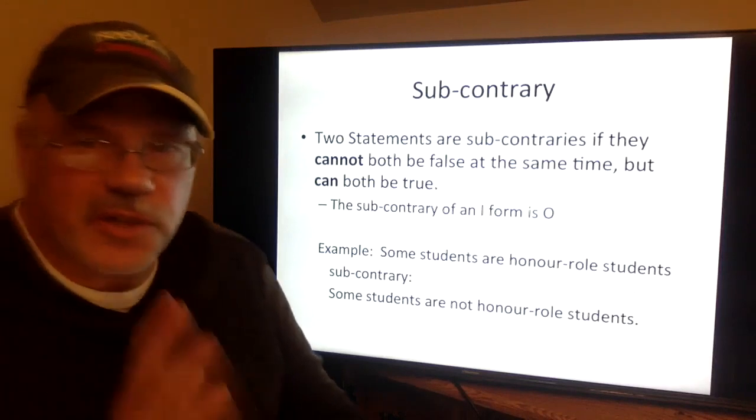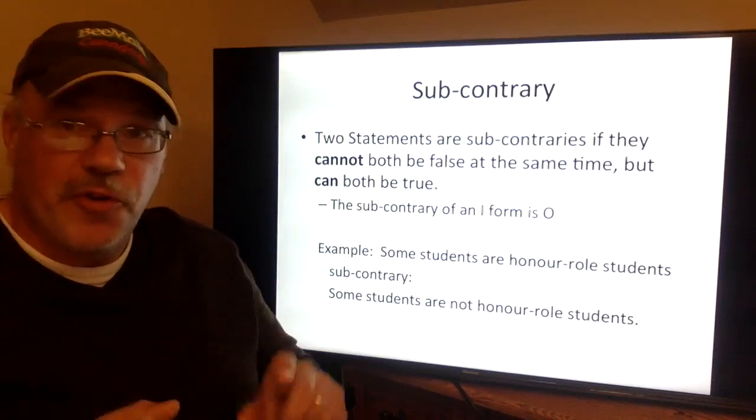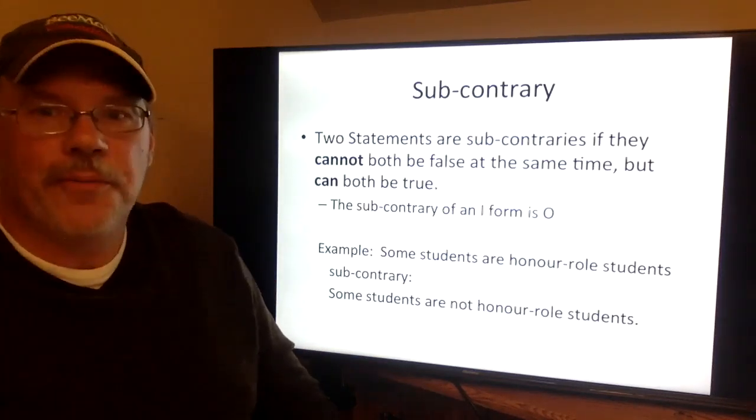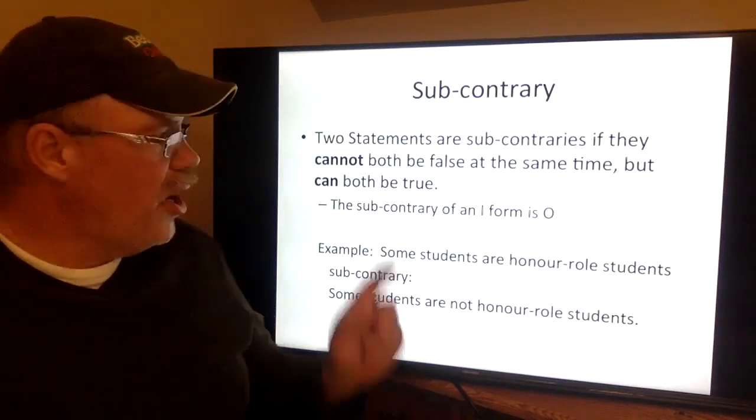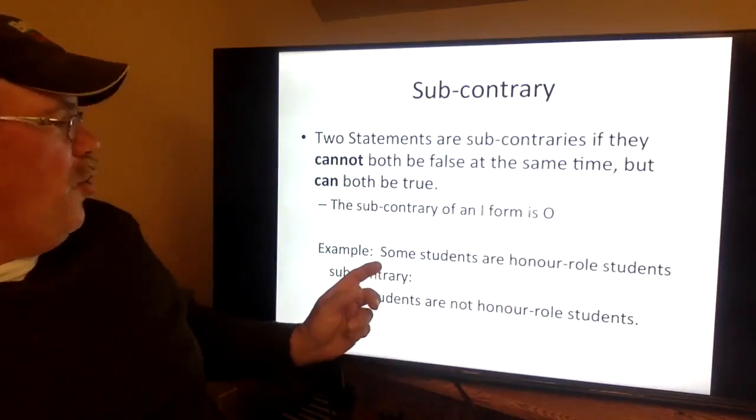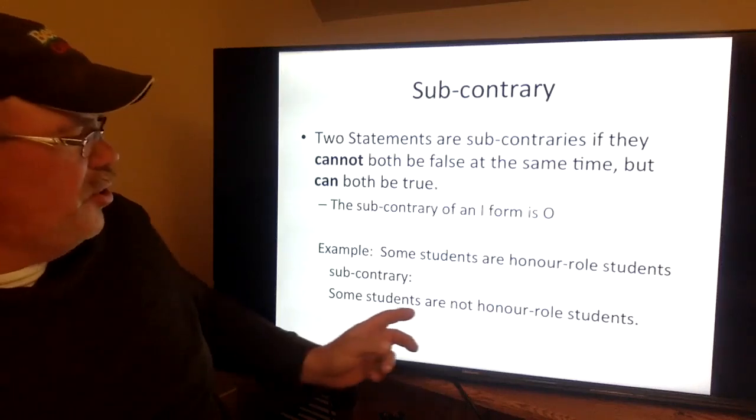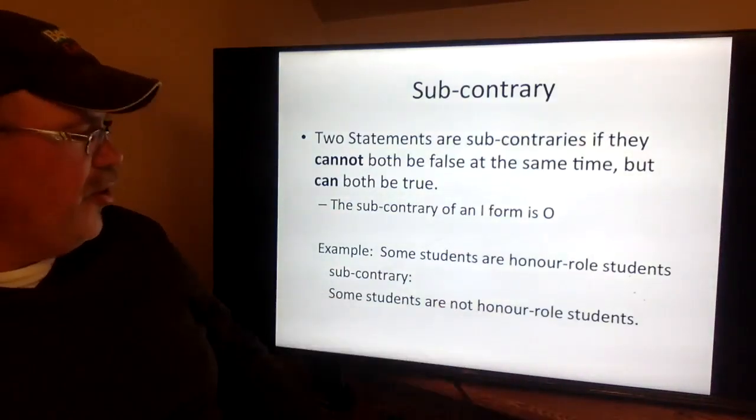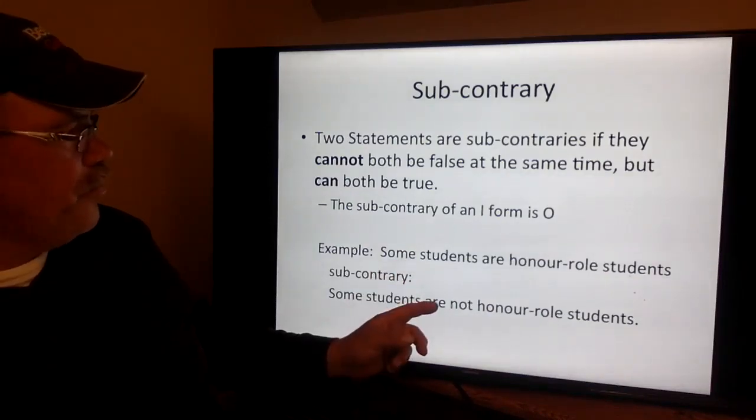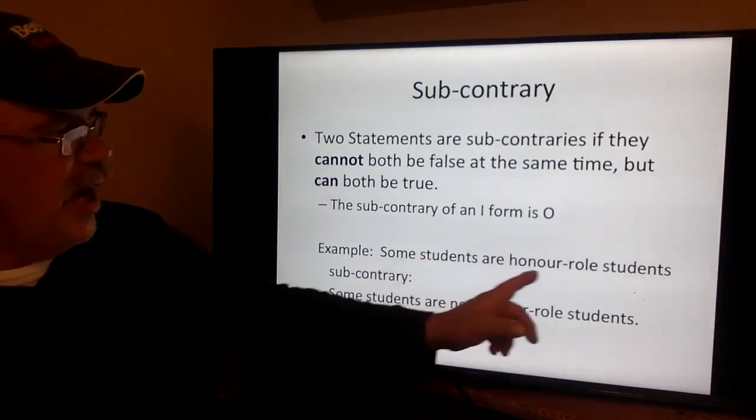So two statements are subcontraries if they cannot both be false, but can both be true. So if you're thinking, hey, isn't that the exact opposite of the contrary? Bingo. Okay? So the subcontrary of an I is an O, and vice versa. So, some students are honor roll students. The subcontrary of that is some students are not honor roll students. And you can see how these can both be true, but they cannot both be false as long as there's at least one student and there is an honor roll.